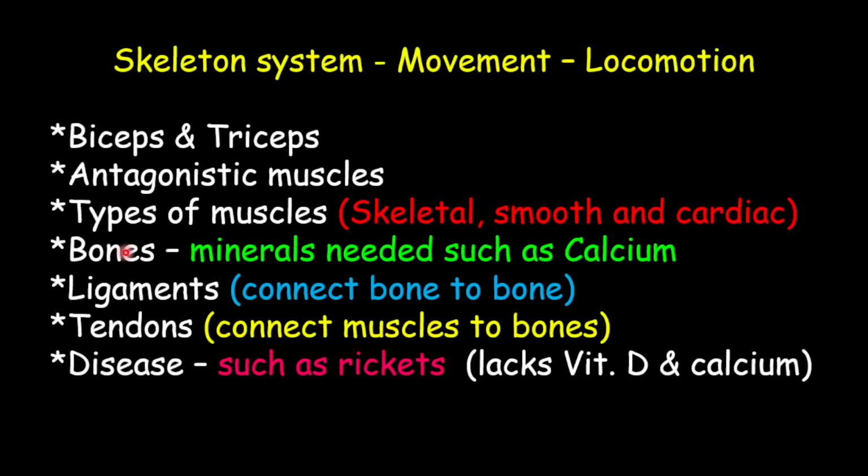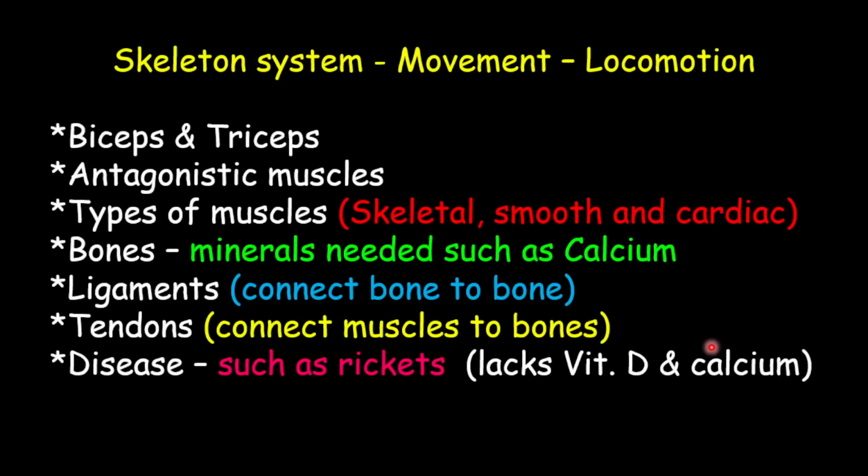You need to talk about bones. Minerals needed for bone formation, such as calcium. You need to talk about ligaments that connect bone to bone, and tendons that connect muscle to bone. You need to know how to identify those. You need to talk about diseases that affect the bone, such as rickets, which is lack of vitamin D, and also calcium. And of course, phosphorus to a lesser degree.